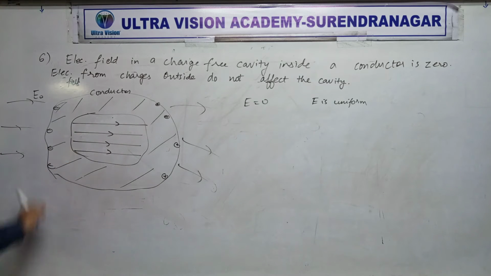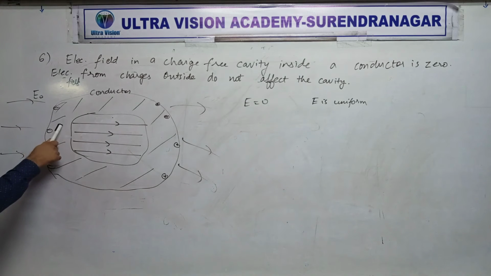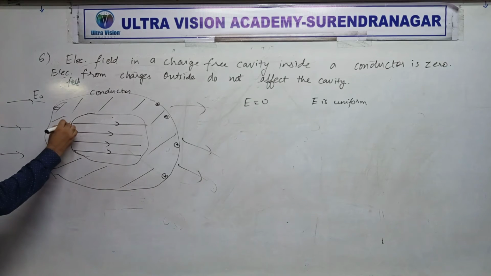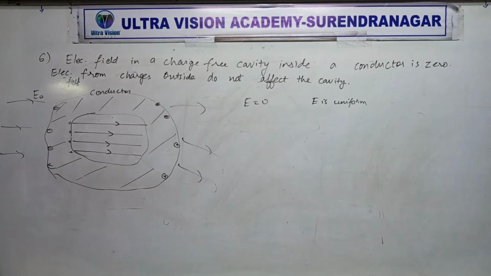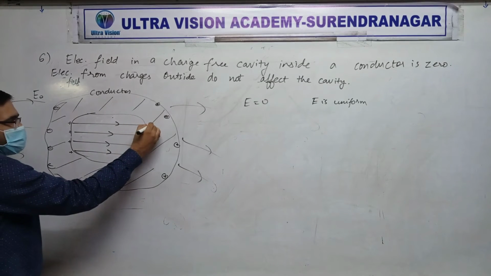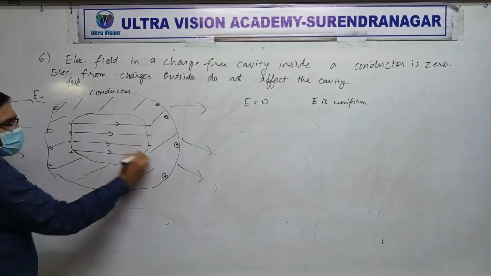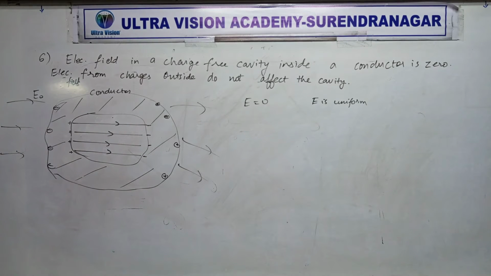The field lines are starting from here. There are no field lines here. So they are starting from here. Yes or no everyone? Yes. Okay. So if they start from here, what will be here? Positive charge. Clear or not clear? Sure. Okay. And there will be negative charge here. Clear or not clear? Yes.